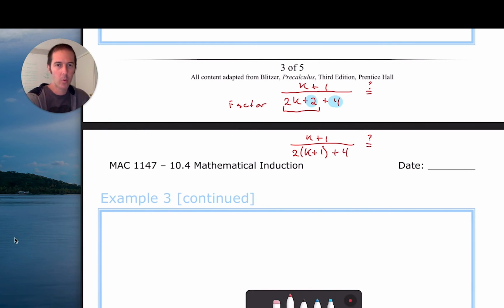And then that 4 comes down. We didn't touch that. Now this does legitimately look identical to the right-hand side, which means, for starters, that we can put our little shaded box saying that we have completed the proof. It has been shown.